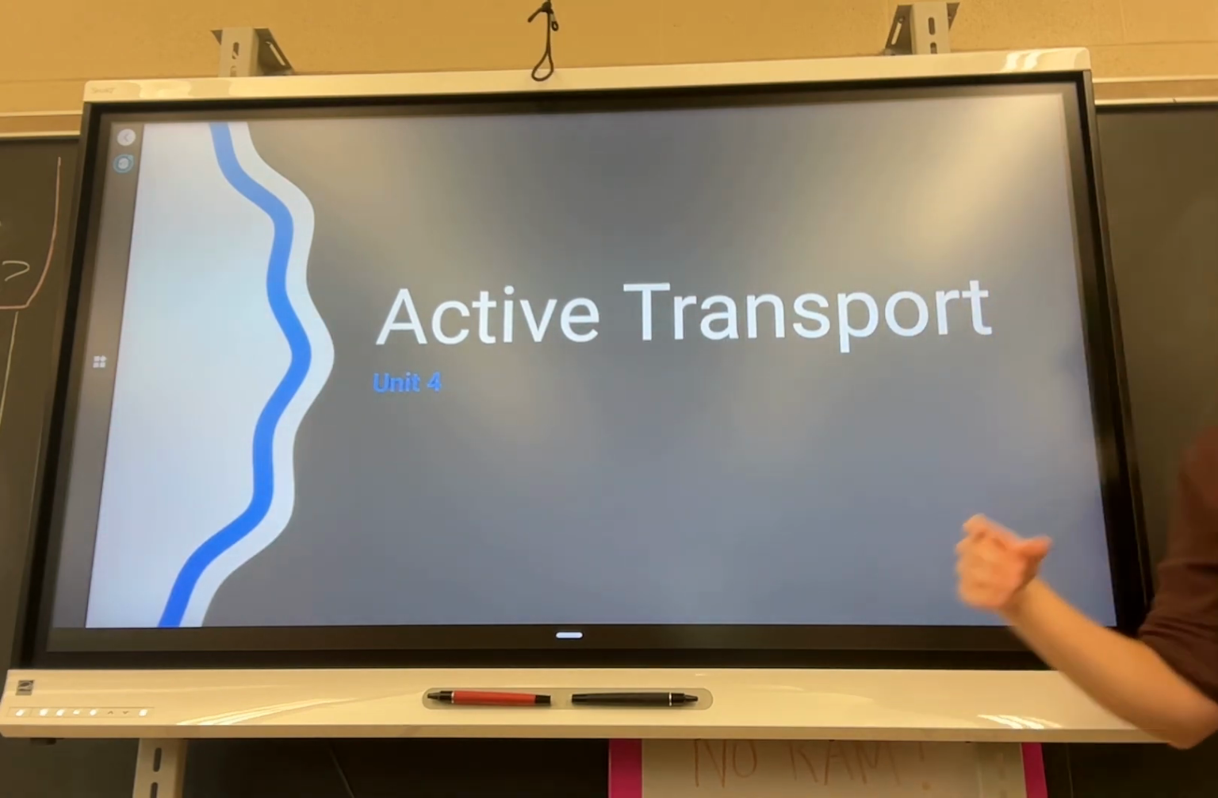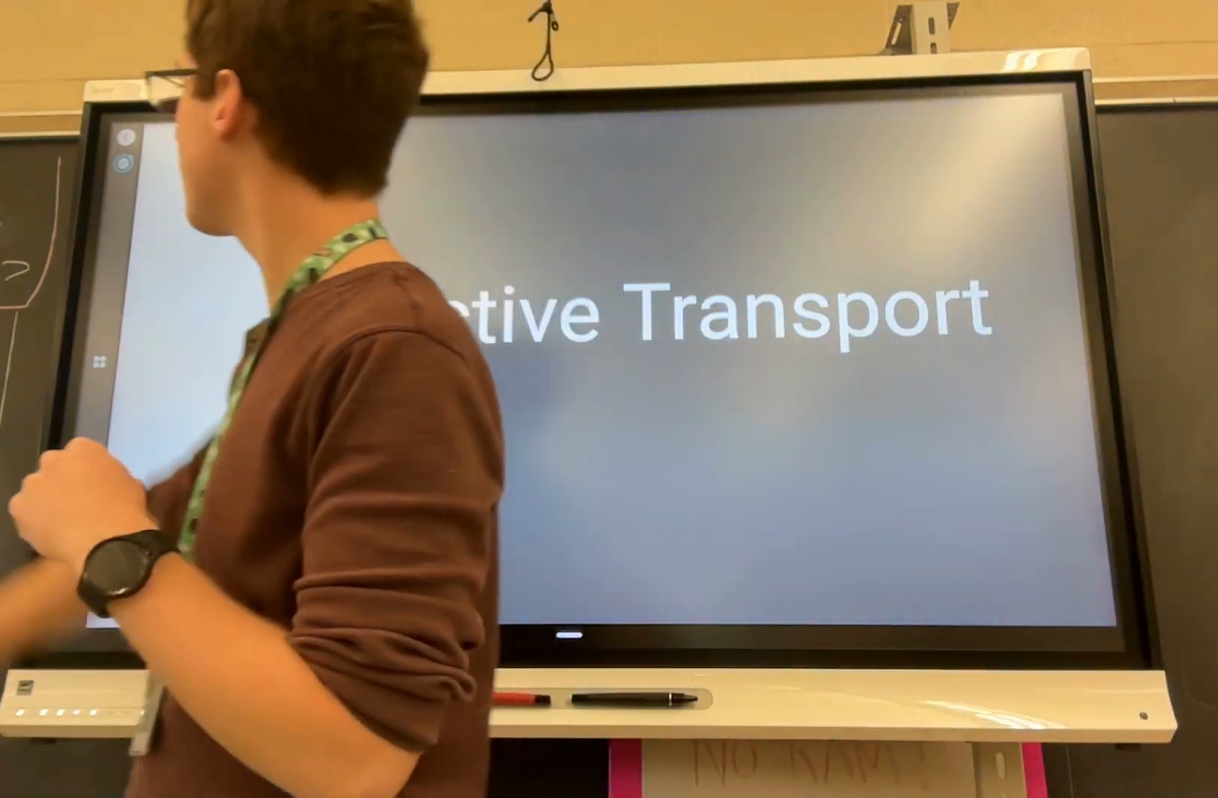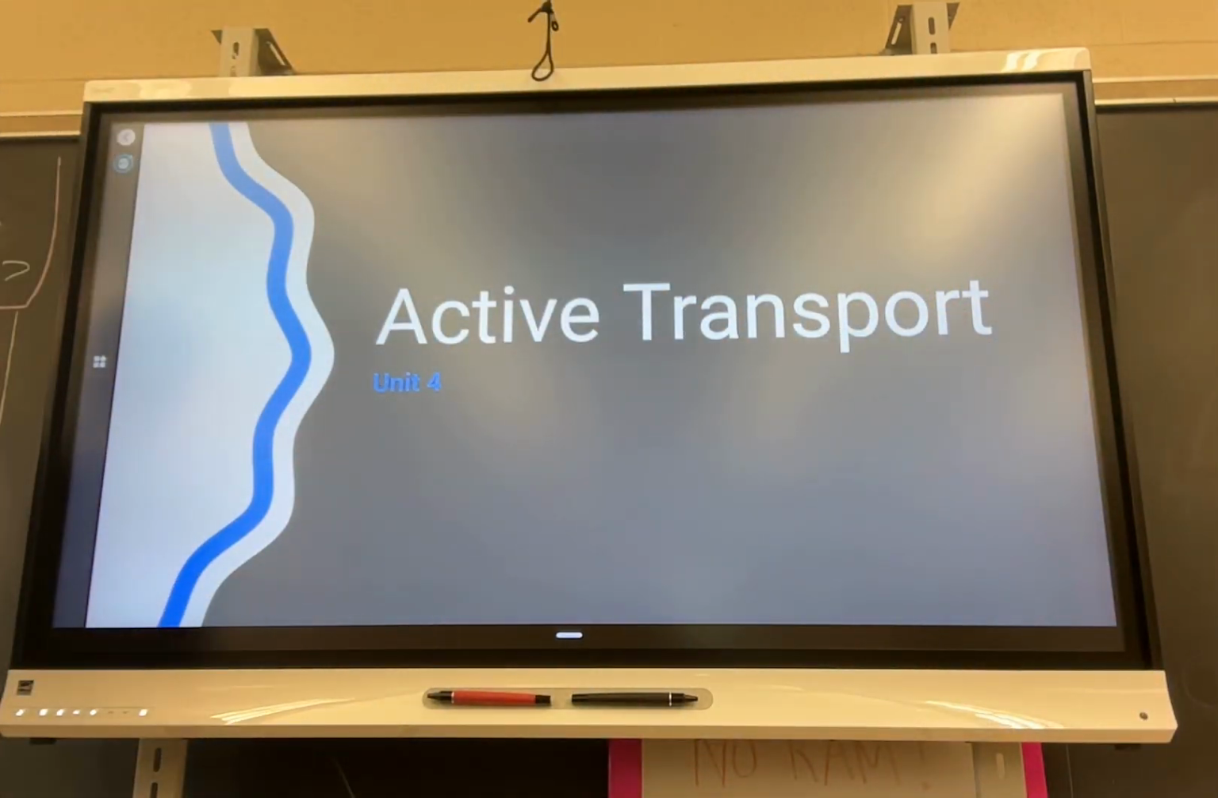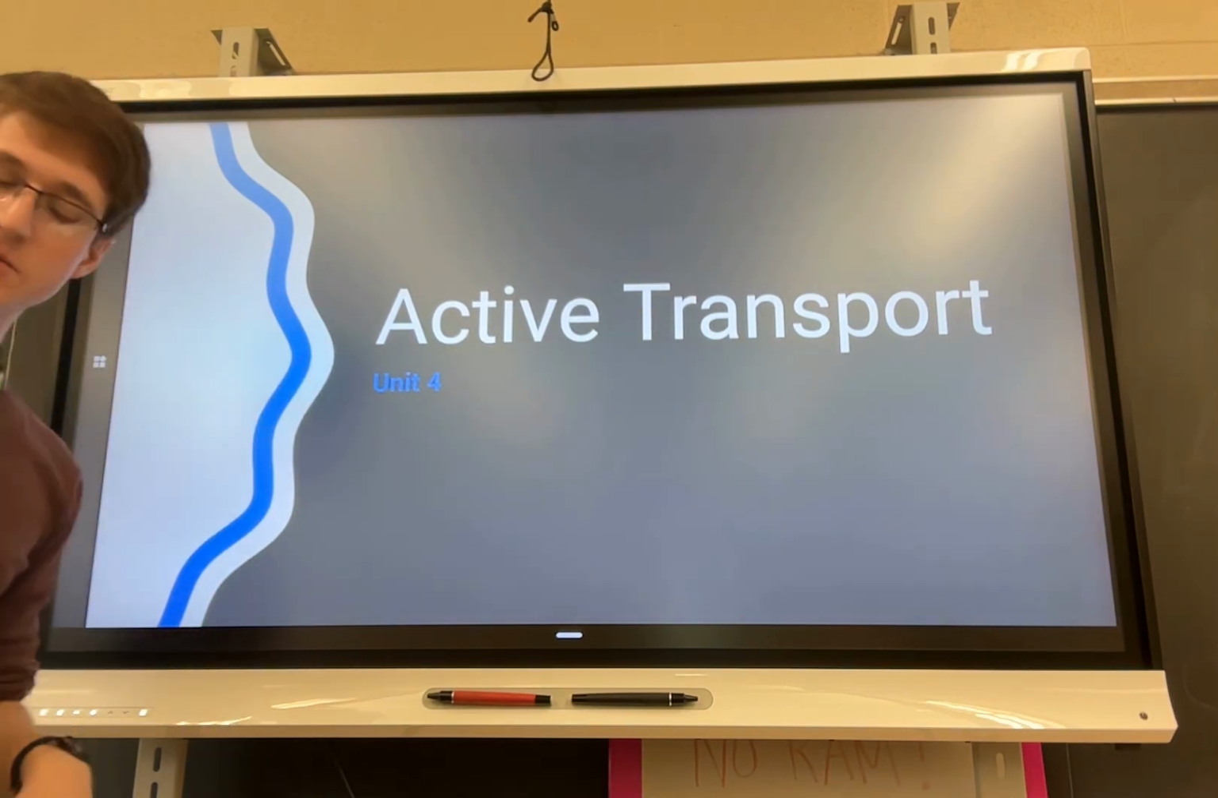So we have already talked about the different parts of the cell membrane, how it relates to selective permeability. We are talking about the different mechanisms, the different processes that the cell takes to get things in and out of the cell. We've talked about passive transport, diffusion gradients, all of those fun things. And now we're going to talk about active transport.